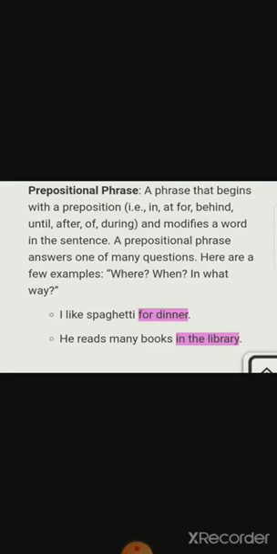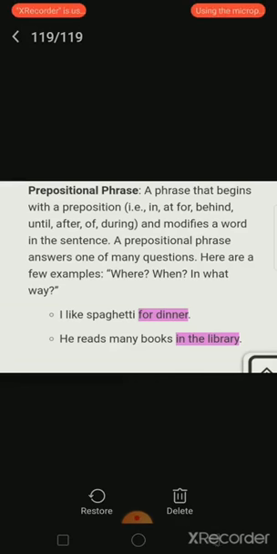I like spaghetti for dinner. He reads many books in the library. These phrases are starting with the prepositions for and in. So that's why they are prepositional phrases. It's the fourth part of any sentence which tells us about something in the sentence.